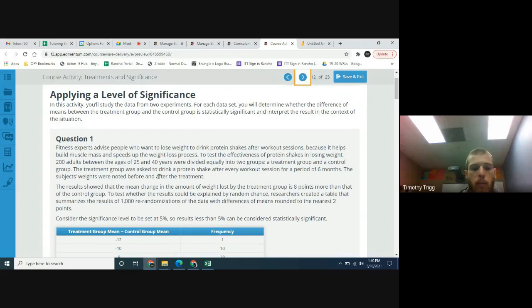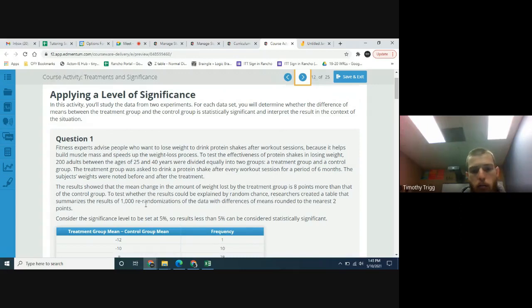The treatment group was asked to drink a protein shake after every workout session for a period of 6 months. The subjects' weights were noted before and after the treatment. So the treatment group gets protein shakes after the workouts, okay? The control group does not get protein shakes. Now the results showed that the mean change in the amount of weight loss by the treatment group is 8 points more than the control group.